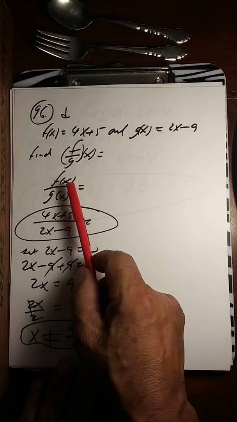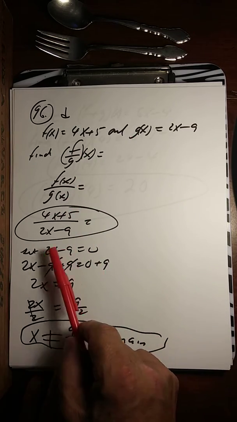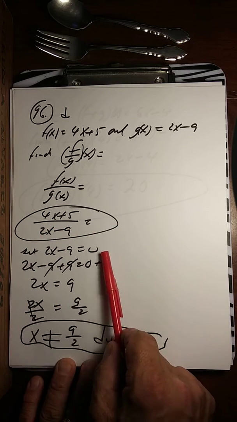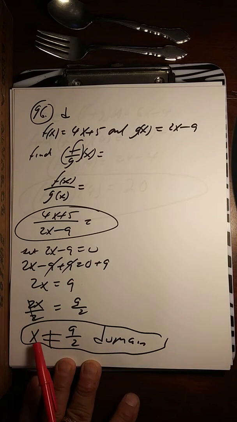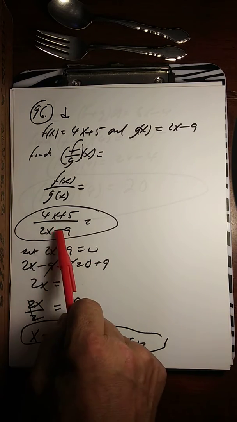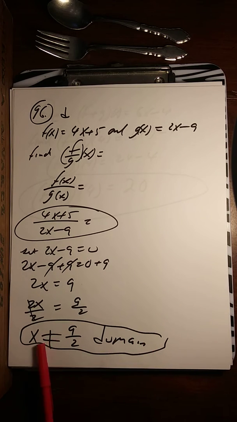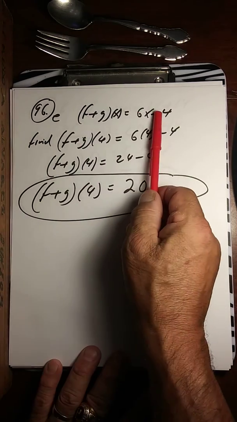Find f over g of x. F of x over g of x. This one over this one. It'll be undefined if this bottom part equals 0. So set it equal to 0. Add 9, divide by 2, so x is not equal to 9/2 because it'll give you 0 in the denominator. So the domain is what? Any number you want, but x is not equal to what? 9/2.